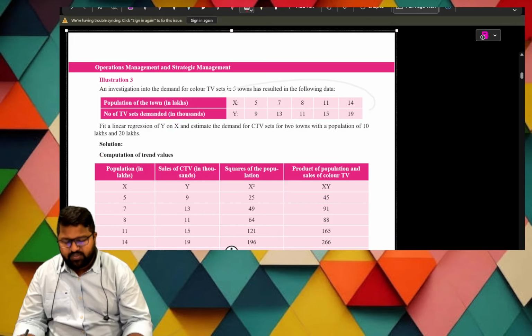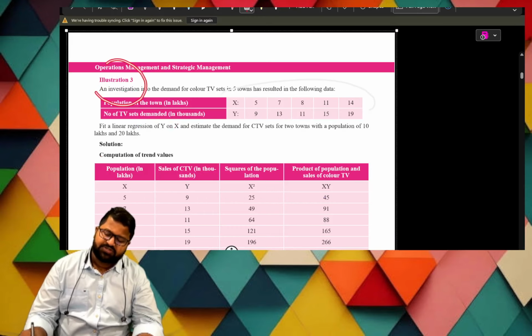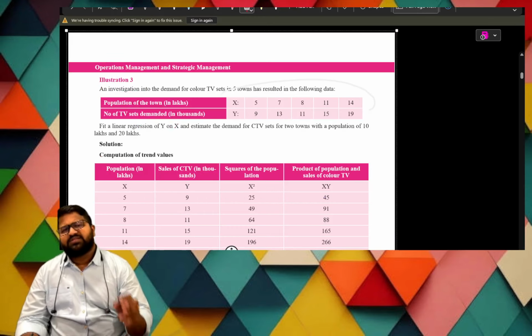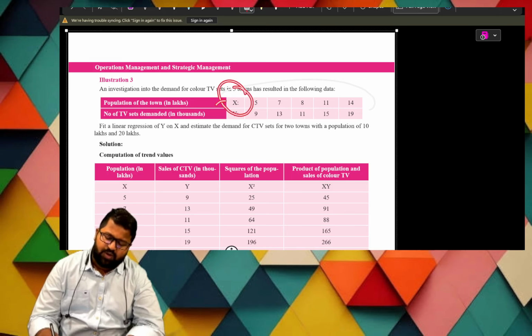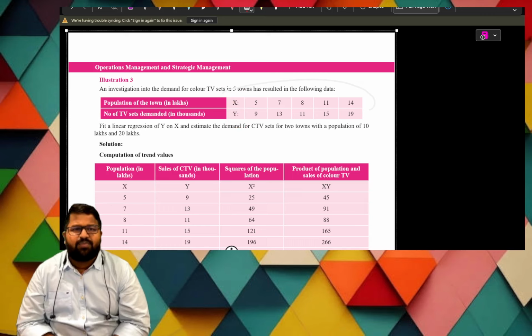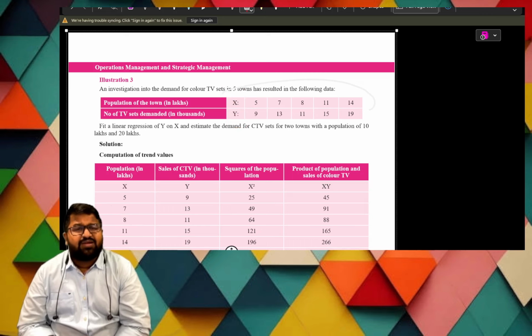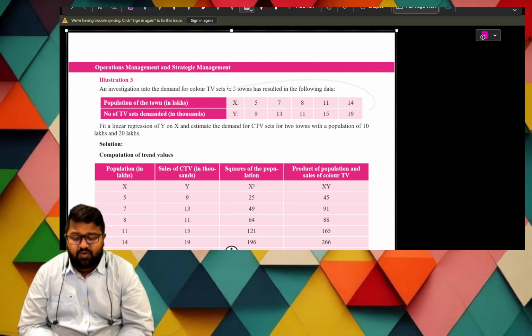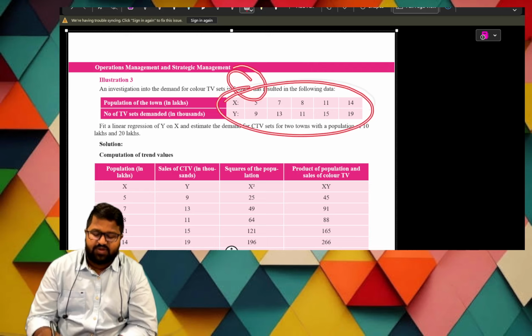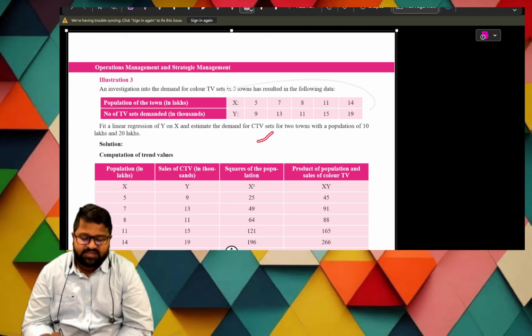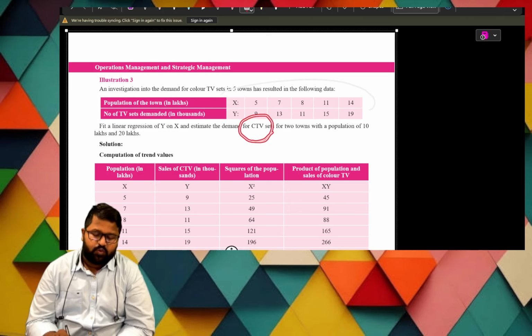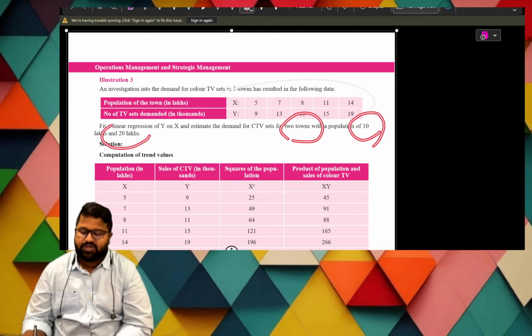What is the other part, sir? The other part is illustration 3. In illustration 3, there is a special factor. What is the special factor? Here they have directly given the x value and y value, and the time factor is not given. They have clearly mentioned that 5 towns' data is given. And what does he want? Estimate the demand of CCTV sets for 2 towns with a population of 10 lakhs and 20 lakhs.